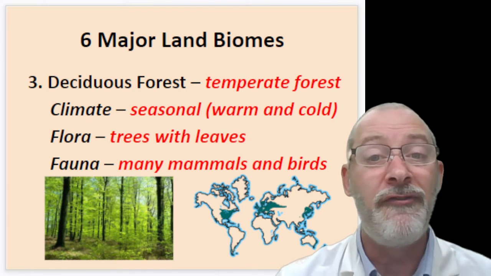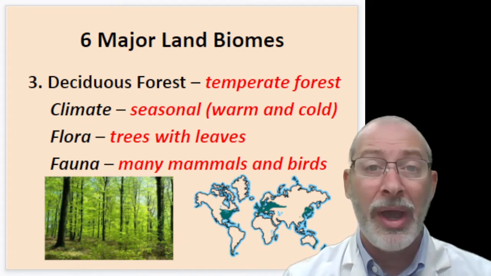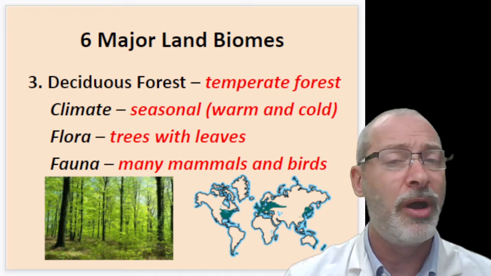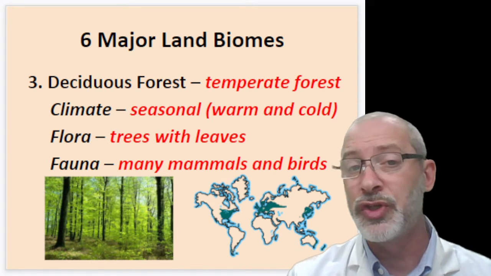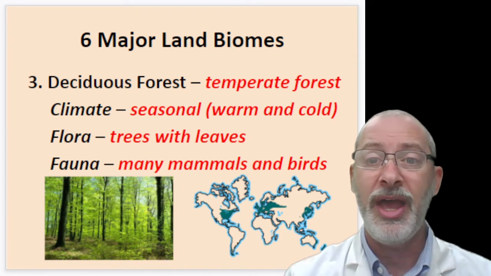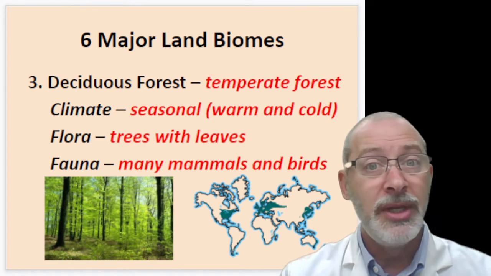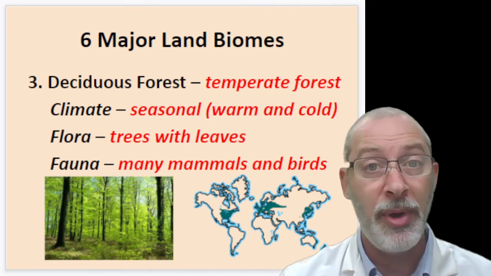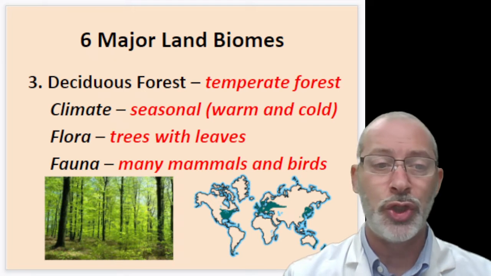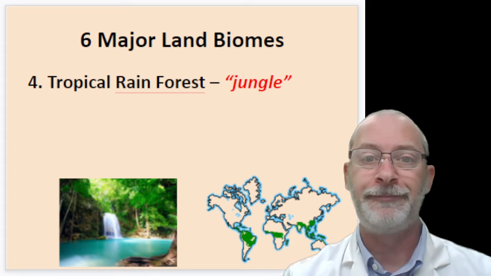So, what are the fauna, or the animals, that exist? Well, many mammals and many birds. We have quite a variety of animals as well as plants, a vast array of animal species or fauna that exist in a deciduous forest. It's not the most biodiverse location on Earth, but I think we have a nice variety of fauna and flora in deciduous forests.